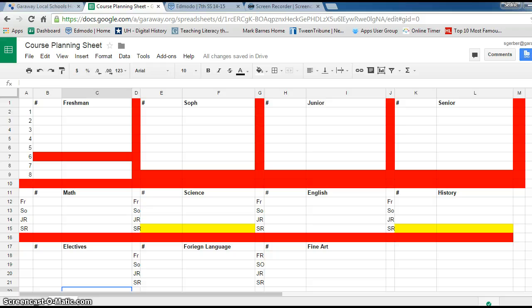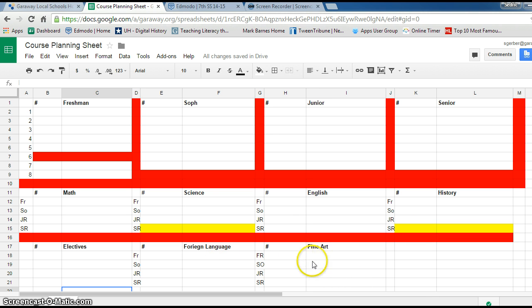The purpose of this is to plan out the next 4 years of your high school career. And we have an understanding that you have to take 4 units of math, you have to take 3 units of science with a possibility, that's why I put this box in yellow, with a possibility of a 4th. You are required to take 4 units of English, 3 units of history with an option to take a 4th.